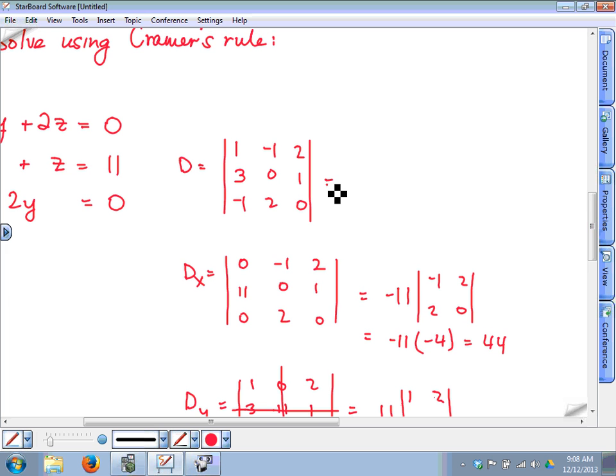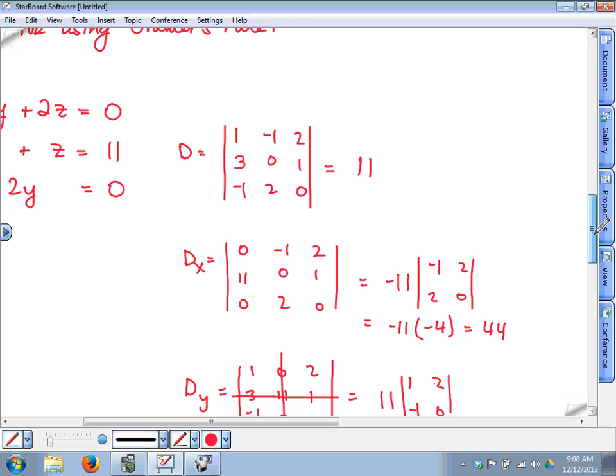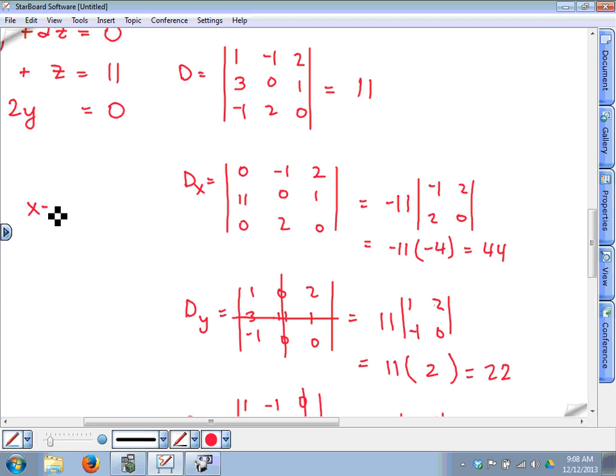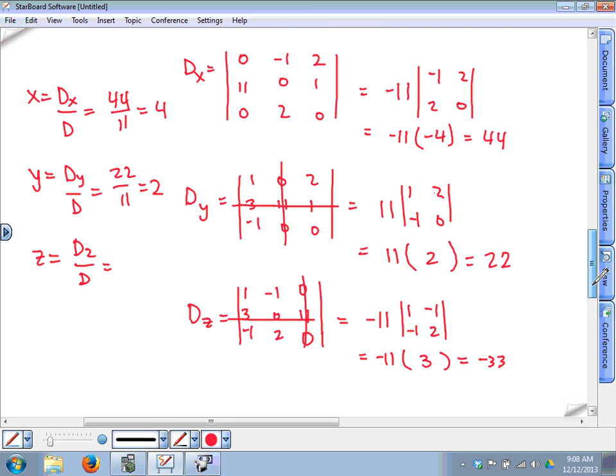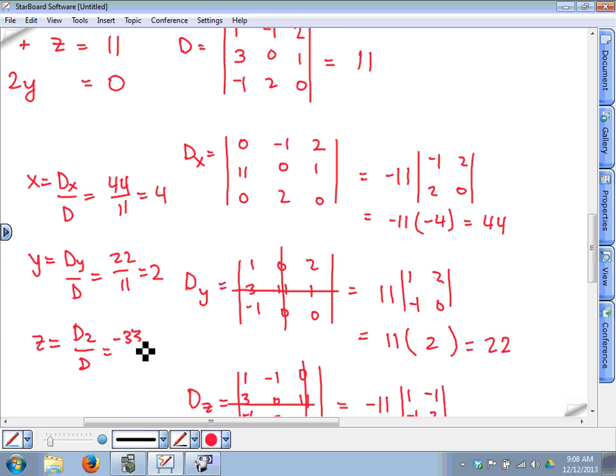And just for sake of time, was anybody able to find out the determinant of just normal D? It was 11. Okay. Well, now this can be pretty easy. X equals dx over d, which is 44 over 11. So x equals 4. Y equals dy over d. So that's 22 over 11, which is 2. And z equals dz over d, which is negative 33 over 11.